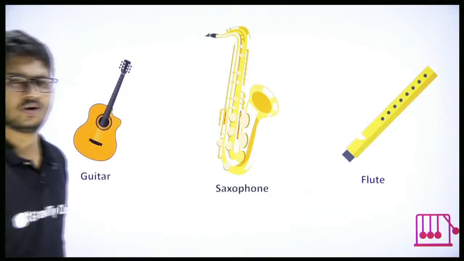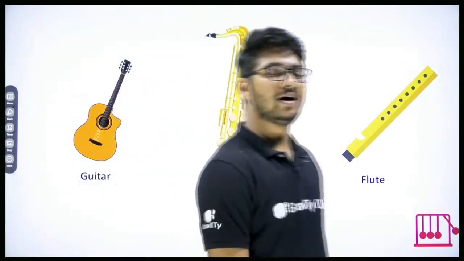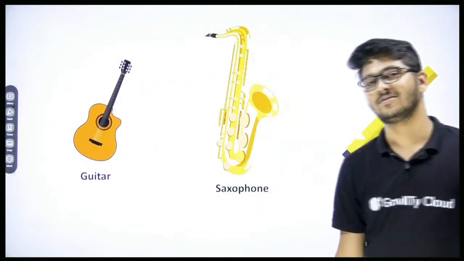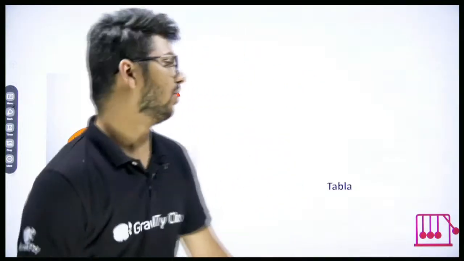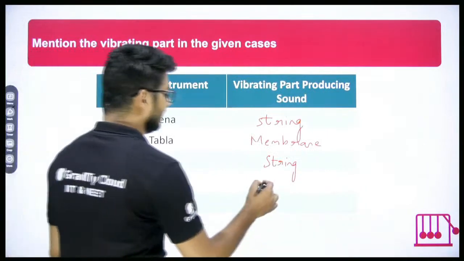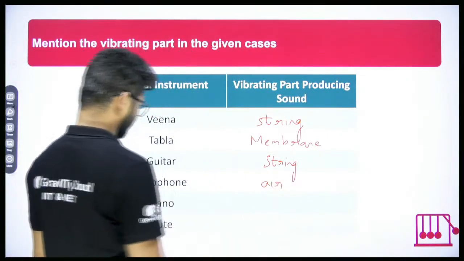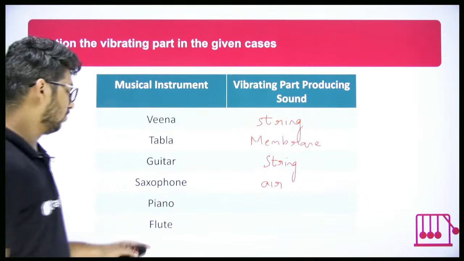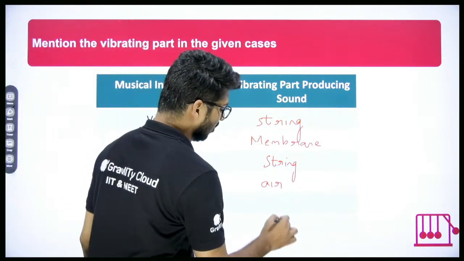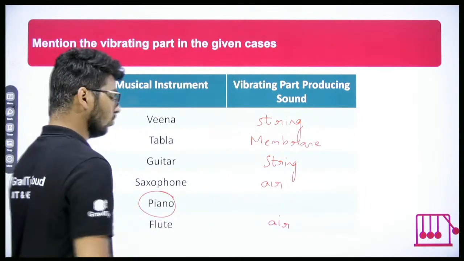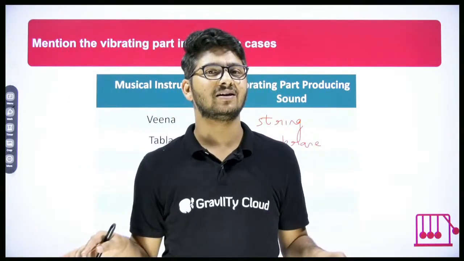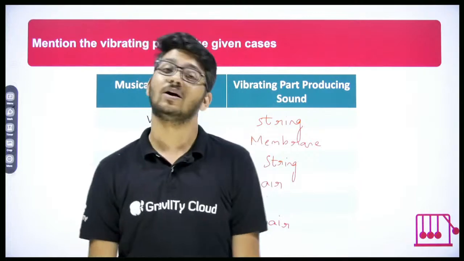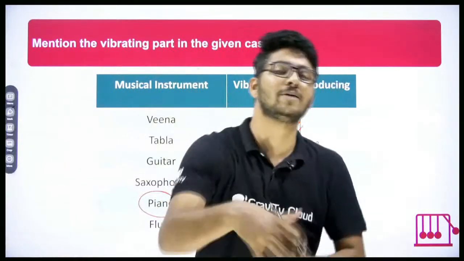Saxophone, this is saxophone. What do you think is the vibrating part in the case of a saxophone? It is similar to a flute. It will be air. Flute also it is air. So we know all of them. The interesting one is piano. Now piano has keys. So is the vibrating part the key? No. And what is that? For that you have to look inside the piano.